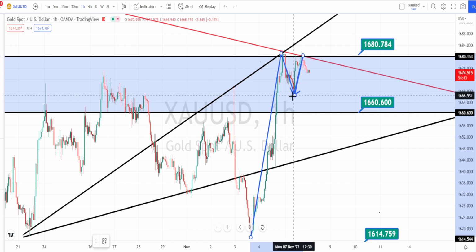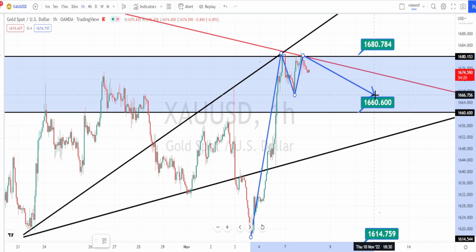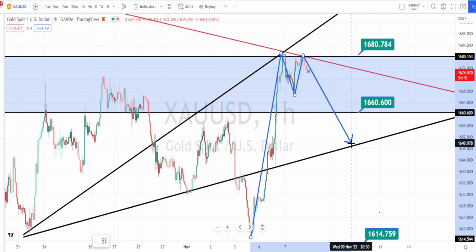So if the price action breaks this previous low, which is also acting as a neck level, which is around 1666, we can expect the bearish side retracement to start in hourly time frame also. Again we have lots of support levels over here which it has to break in order to trend on the bearish side retracement.